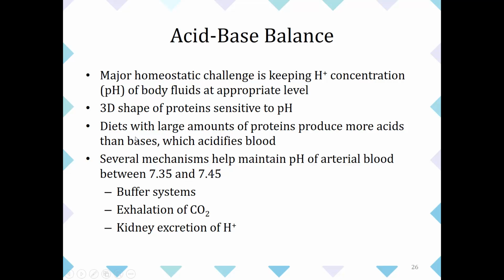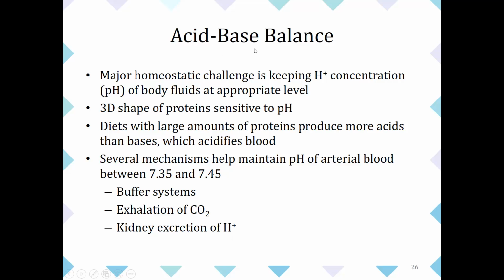The way we do it is we have these several buffer systems that can pick up and drop off hydrogen ions as needed. We breathe out CO2. You're going to learn how that impacts acidity of solutions in the body. And the kidney can excrete hydrogen ion. So if we have too much of it and we can't really attach it to buffers anymore, we can just dump it and get rid of it.